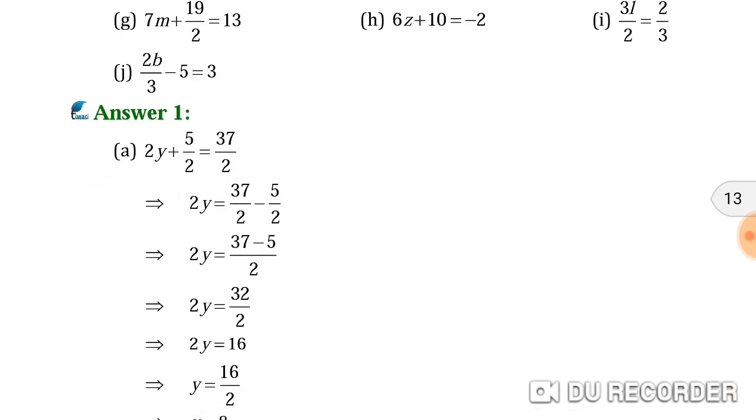First one: 2y plus 5 by 2 is equal to 37 by 2. Here, where is the variable? Here 2y is the variable. So in this, y only we have to find.